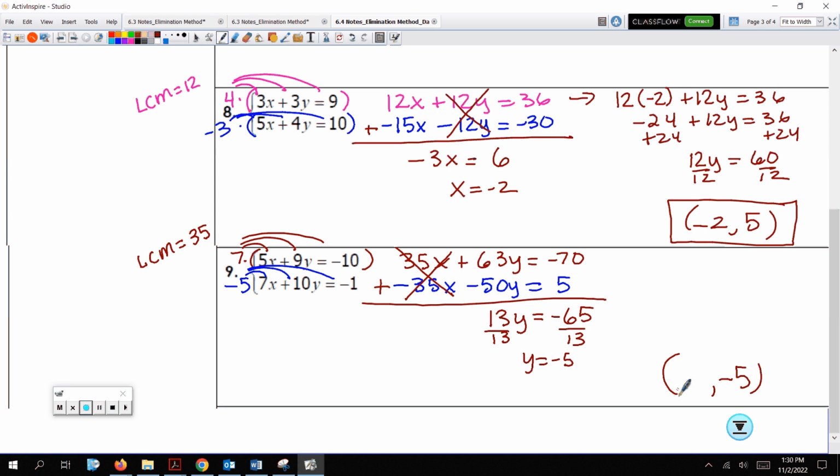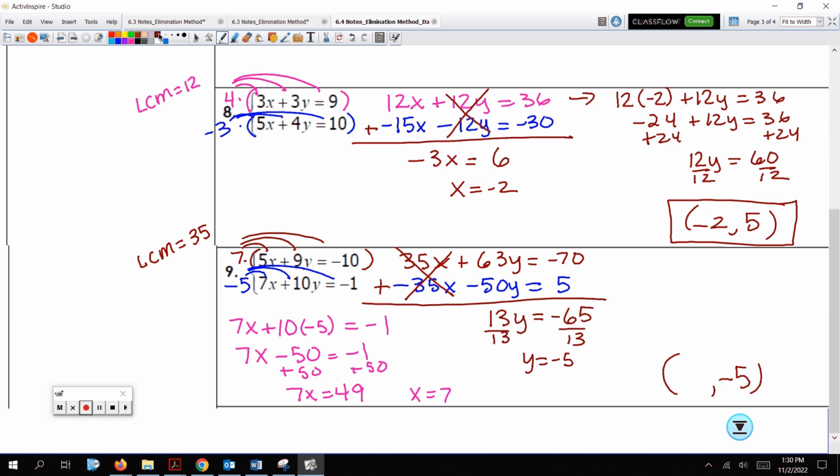Those numbers are really big, so I am going to use this bottom equation right here. 7x plus 10 times negative 5. And honestly, you could use those equations if you want. I'm just like, at the end of the day, I'm getting tired. All right, 7x minus 50 equals negative 1. If I add 50 here, I get 7x is equal to 49. Divide by 7 and get x is equal to 7.